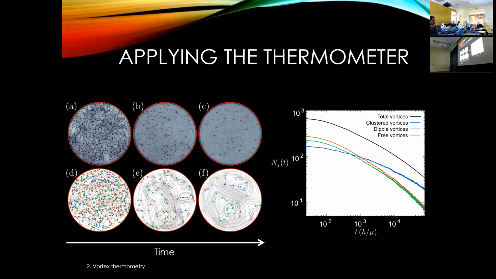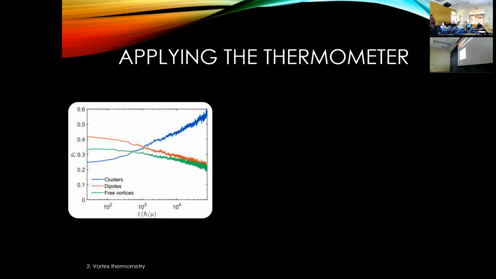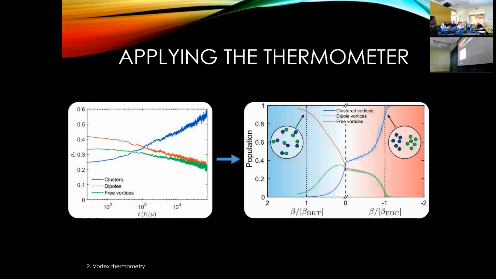Here are the number of each of these classified fractions: the number of clusters in blue, dipoles in red, and free vortices in green. To use the thermometer, the axis of the thermometer was the population of each of these. So we just divide each of these by the total number, and then you get a graph that looks something like this. Over time in our dynamics, the fraction of clusters is going up and the fraction of dipoles is going down. And then we just put these curves into our thermometers at each point in time.